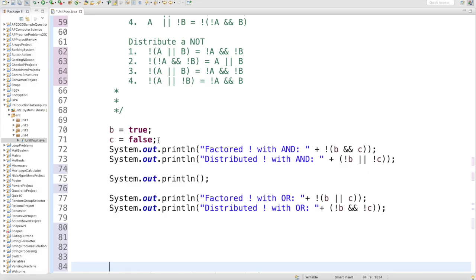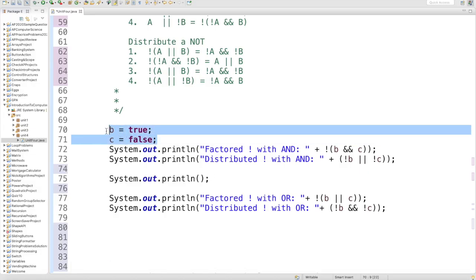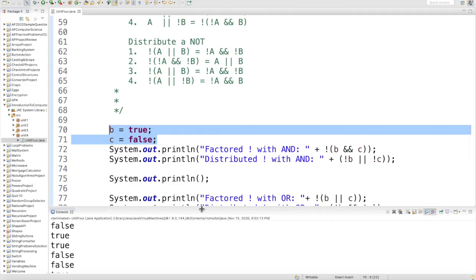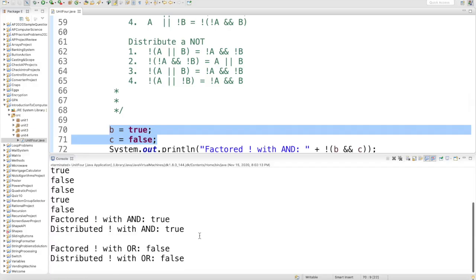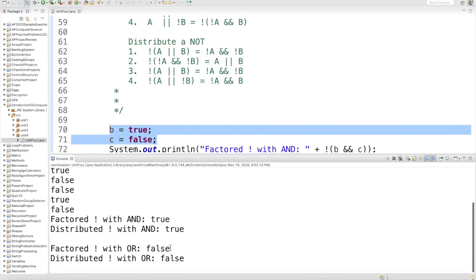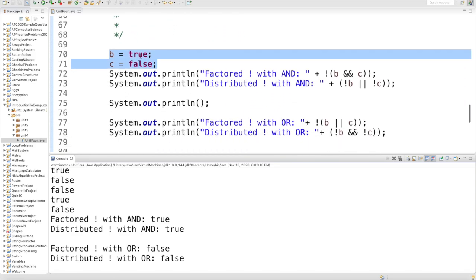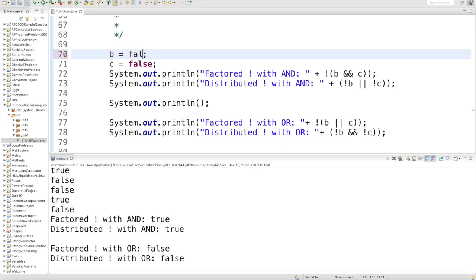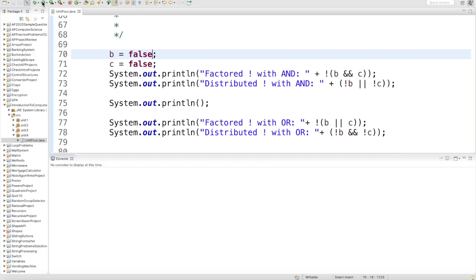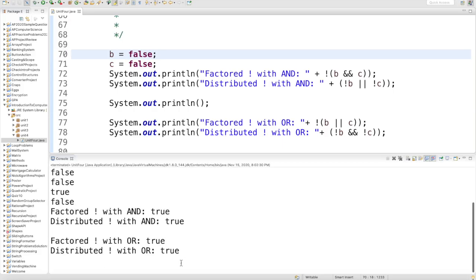So no matter what combination I choose, these two should have the same value, and these two should have the same value. Let's check that out. Let's run it. Okay, let's look for the last piece, which is the distributed. So you see, true and true, false and false. They're going to be identical. Let's make another set of changes here to these bits. Let's make this one false. Okay. So if I run this, true and true, true and true.